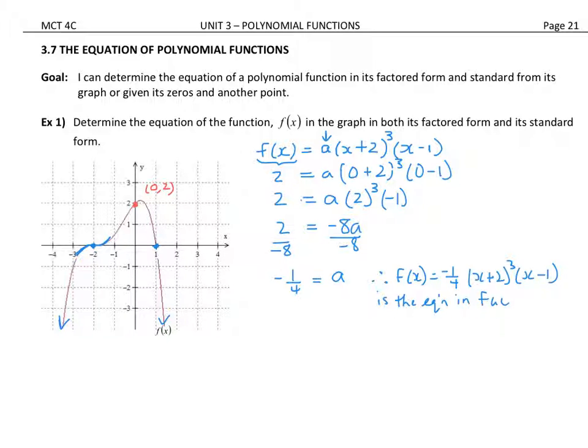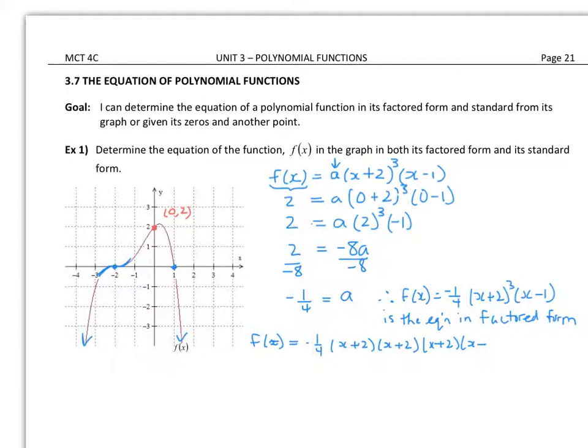Now, if I want to get my standard form, what we did at the very beginning of this unit was expand and simplify. So, at this point, I'm going to expand and simplify that polynomial. All right, now to do that, I'm going to be nice and write that bracket out thrice because it's 3 times. So negative 1/4 times (x plus 2) times (x plus 2) times (x plus 2) times (x minus 1).